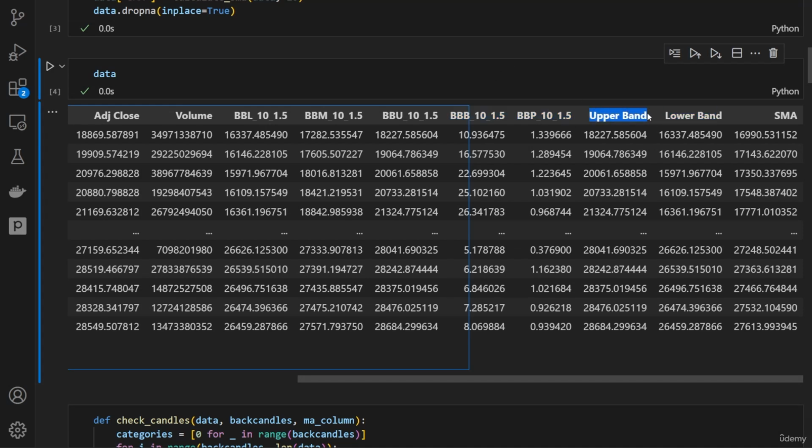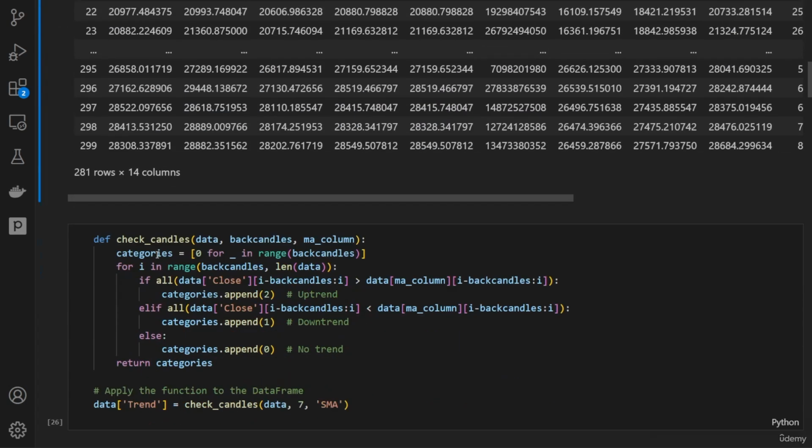And notice the upper band is nothing but this same one, so BBU 10, 1.5. So we have the same values. So 18,000, 2027. And here we have 18,000, 2027. Same thing for the lower band, it is nothing but BBL 1.5. So we can compare the values and we can see that these are the same columns that we have just copied under different names. At the end, we have the SMA, our last column so far.